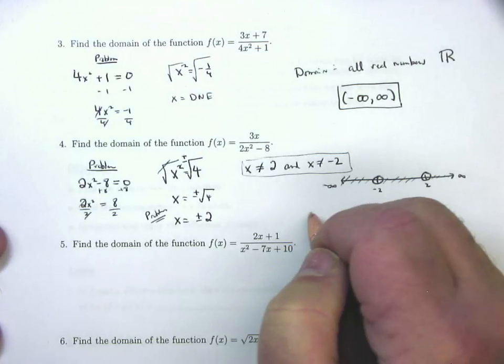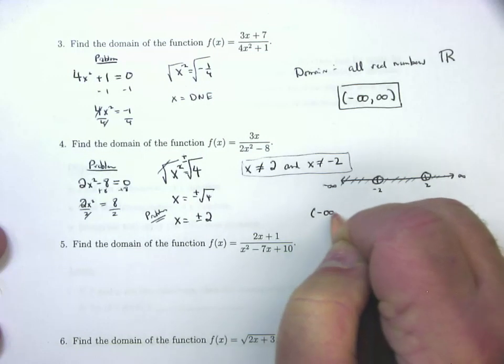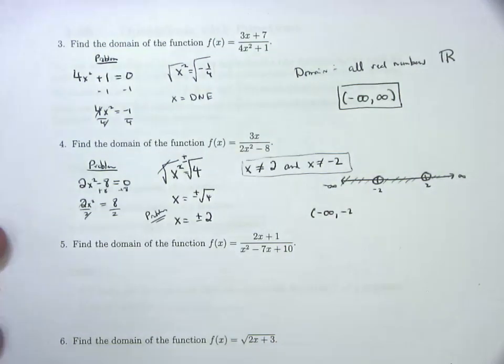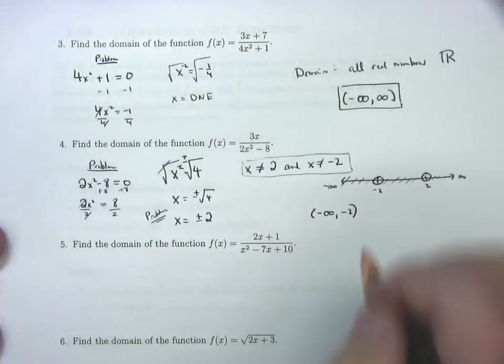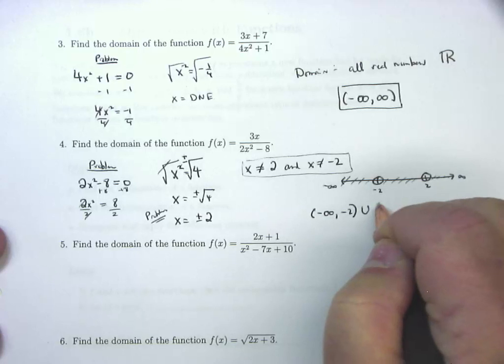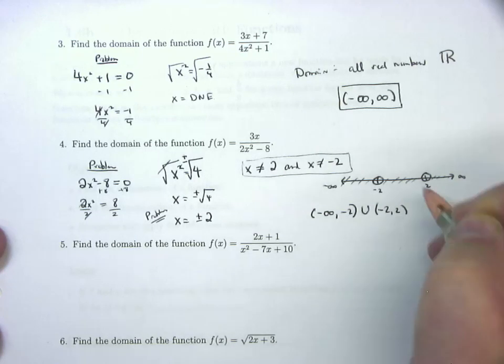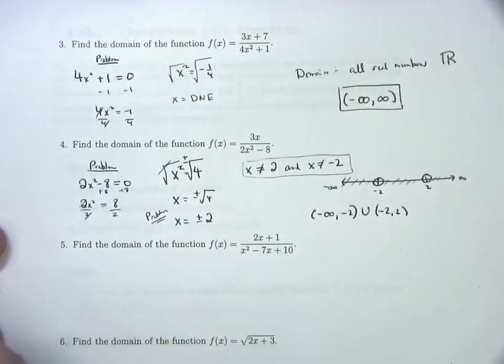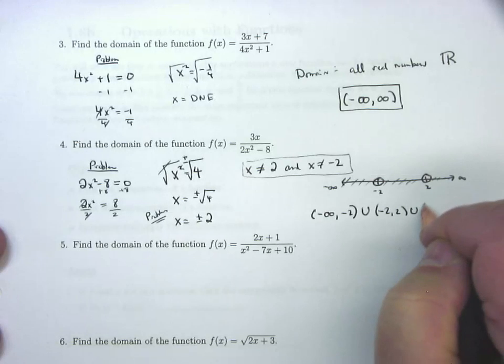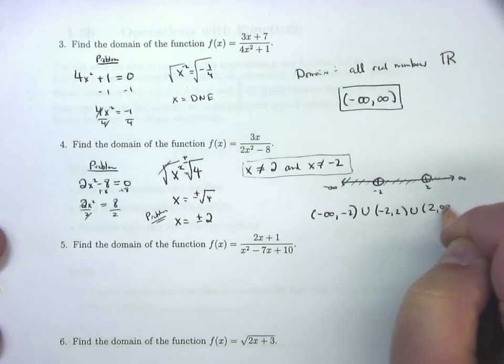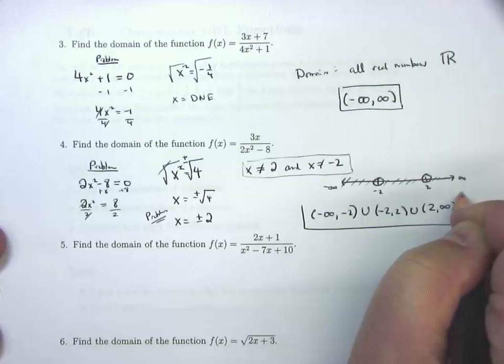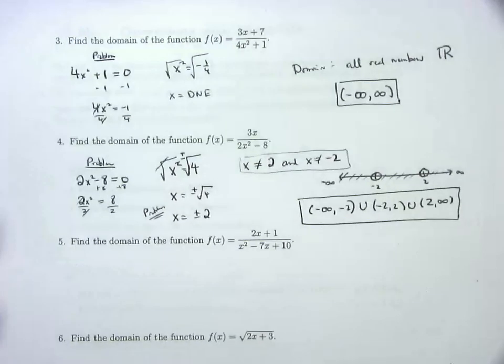the domain is going to be negative infinity to negative 2, but to exclude something, you put a parenthesis. To include it, we use a bracket. And then I'm going to put a little union symbol here, pick it up again, negative 2 to 2, parentheses around that because I've got to omit negative 2 and 2, another union symbol, and then pick it up the rest of the way, 2 to infinity. This is interval notation, what the domain is.